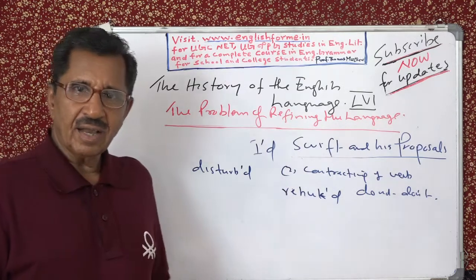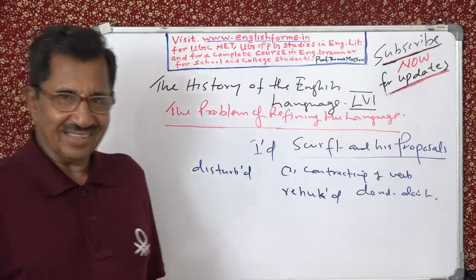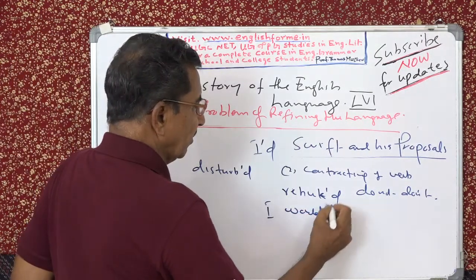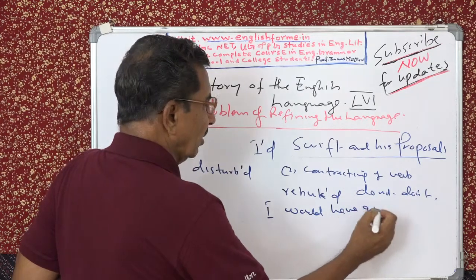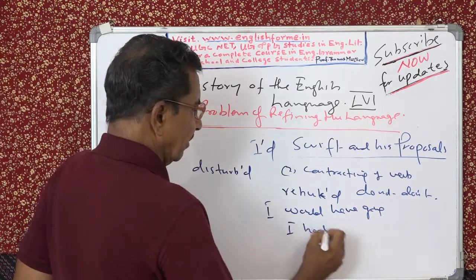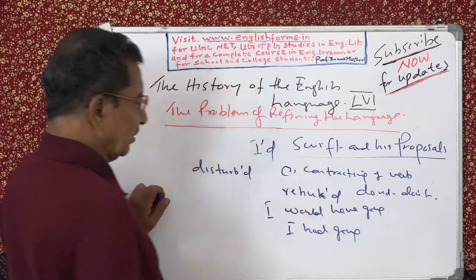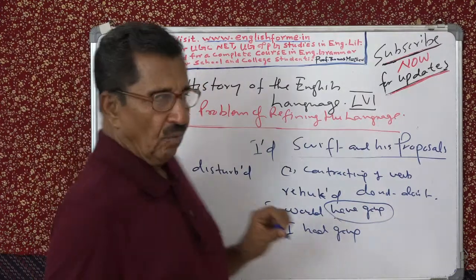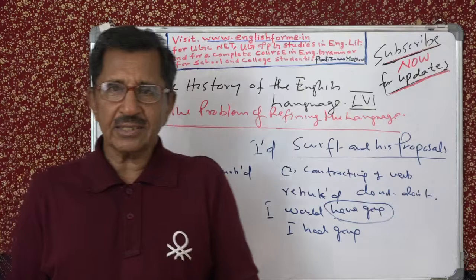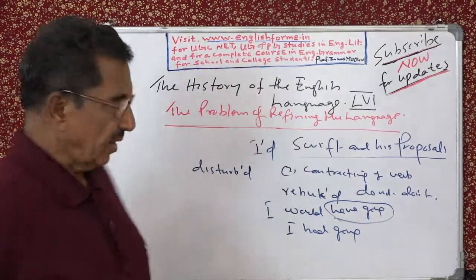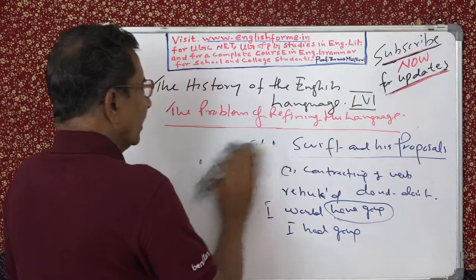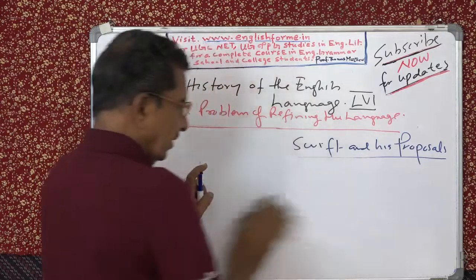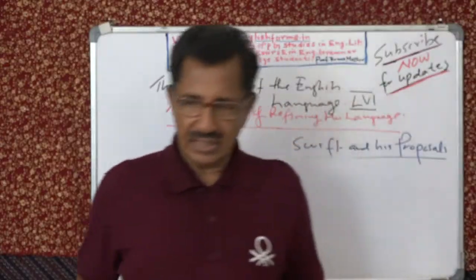I had gone, I had gone. Understand? The full form of this could be I would have gone, or it can be I had gone. So if you contract this verb like this, you have to wait for these two words, what follows next, to find out whether it is I would. Understand? So contracting verbs, he was against that.